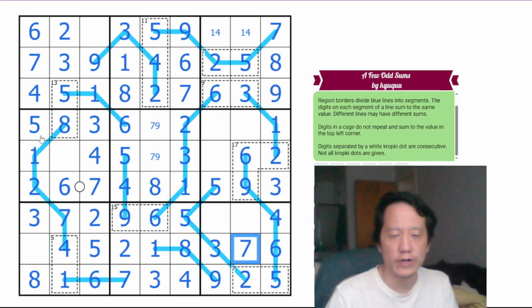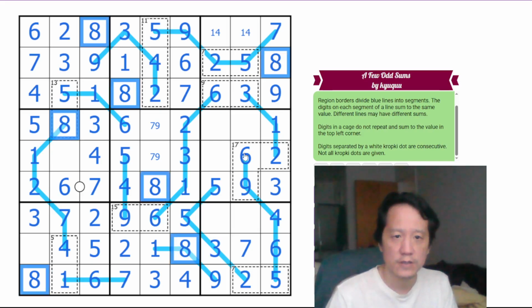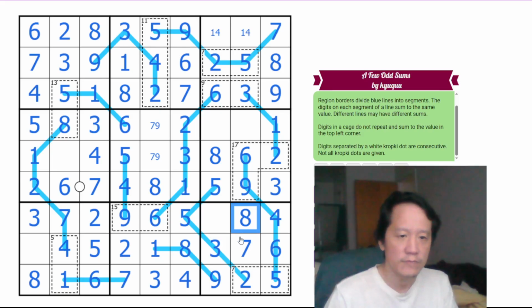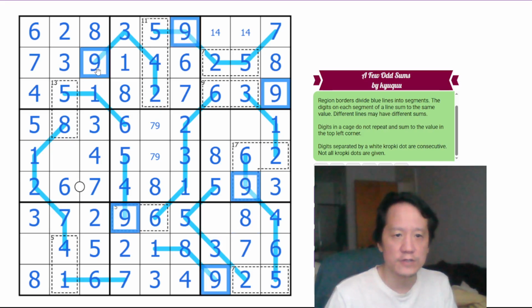Which leaves, where is the 7 in... Actually, that doesn't tell us anything. So that's 7. What about 8's? We know where the last 8 has to be here in column 3. And in row 5, it has to be here, which leaves, we have 8 8's now. We know where the last 8 is. It's here.